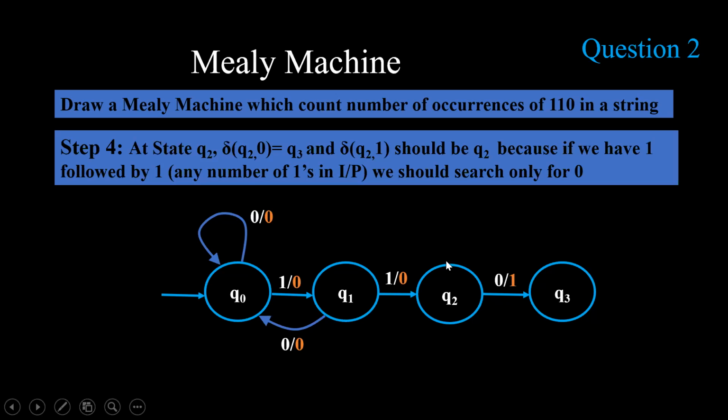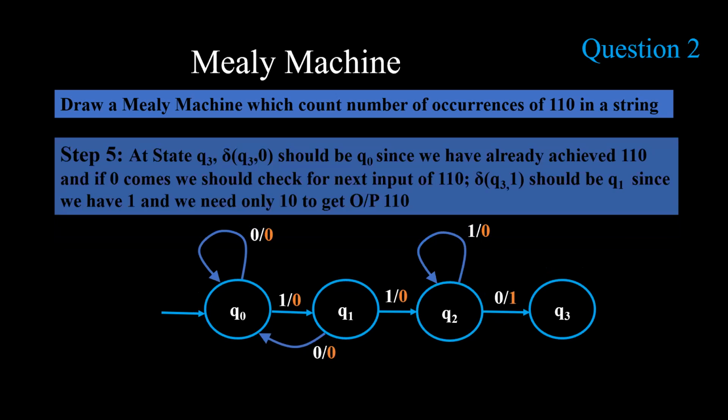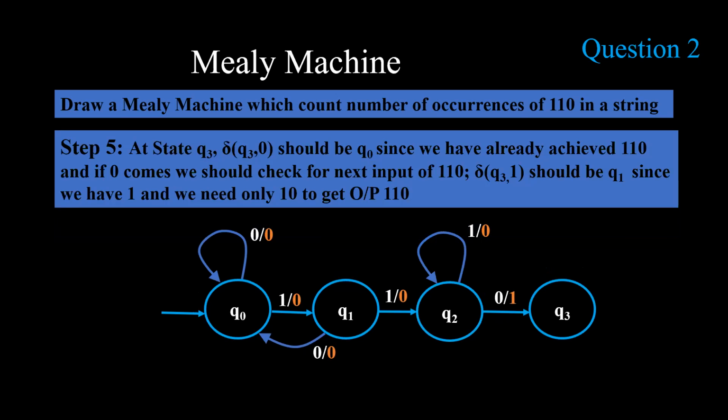Since having 1 at this point won't make any difference, I can comfortably loop around in this particular state for input 1. And the last one which I want is for the Q3 state. Corresponding to the Q3 state, I don't have any output for 0 or for 1. If I have 0, that means I should move back to the original Q0 state.